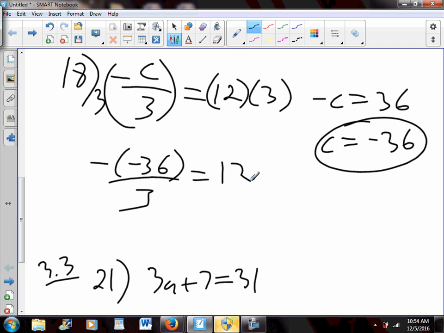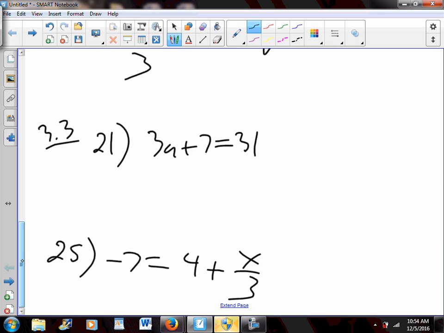This becomes a positive 36 over 3, and that is a 3. All right? And yes, it does check out. So it checks. Now, down into the next section here. 3a plus 7 is equal to 31. And then problem 25, a negative 7 is equal to 4 plus x over 3. I want you to work on these two right now, okay?